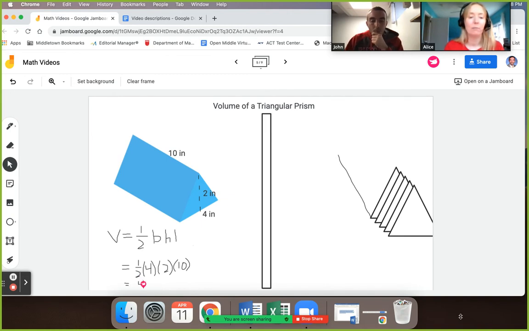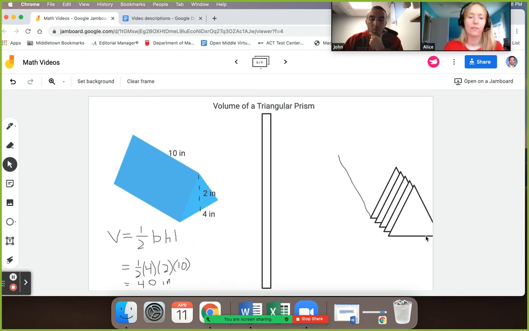And I want to make sure to keep my units of measure. It's in inches. That's what we're given. And because it's volume, it's cubic. So it's inches to the 3rd power, or inches cubed. John, how do they teach it now?